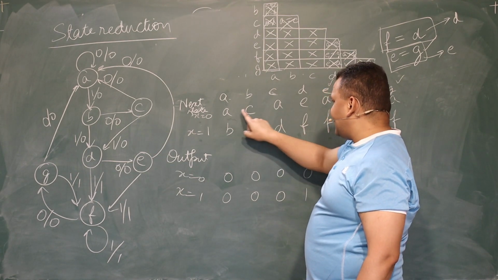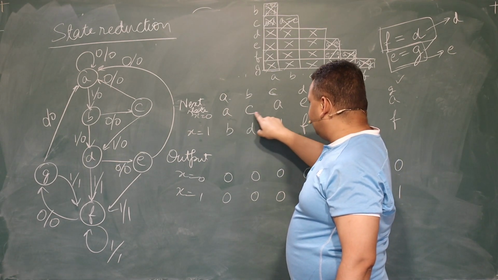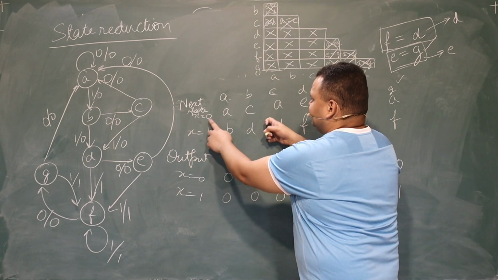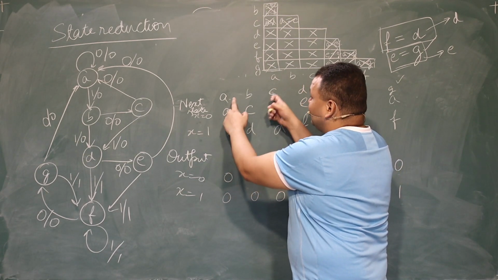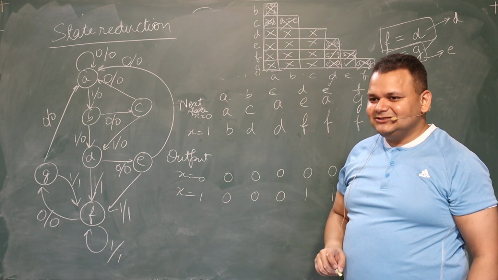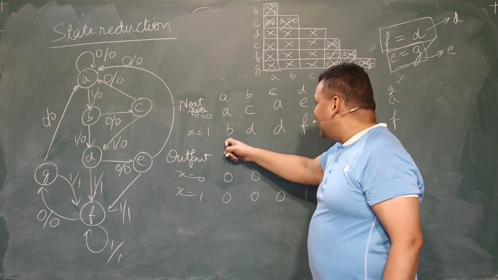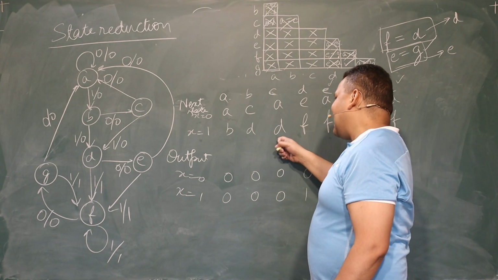So let us look at the comparison between A and C. First thing is that the next state should be the same for both the inputs. For x equal to 0, the next state is A for both A and C. What about the next state for x equal to 1? For A it is B and for C it is D.